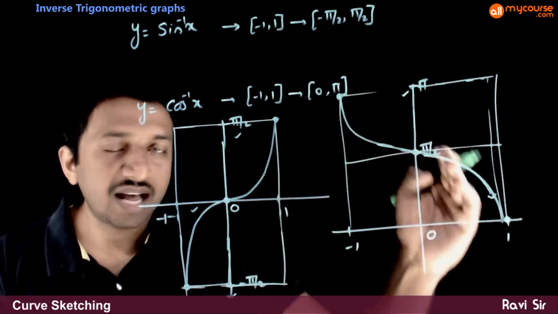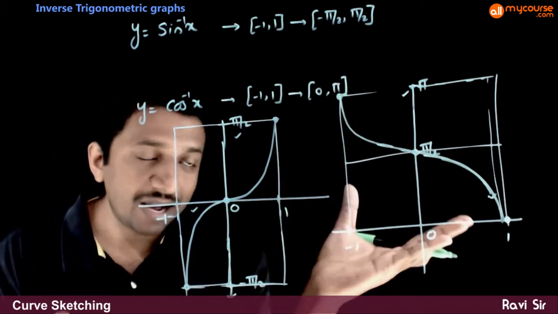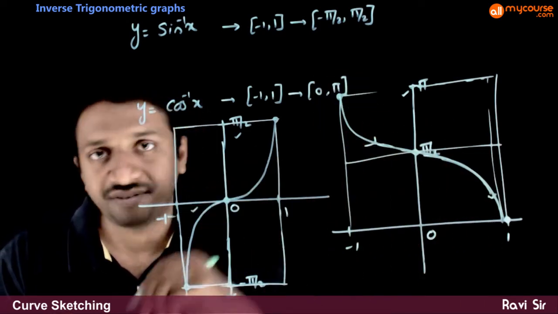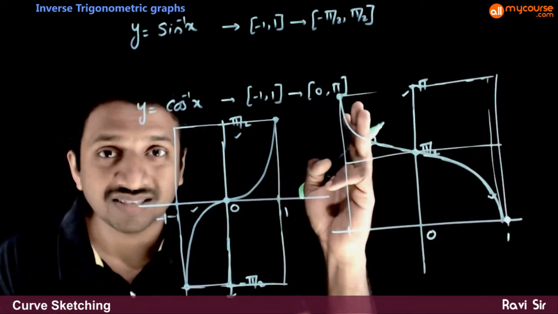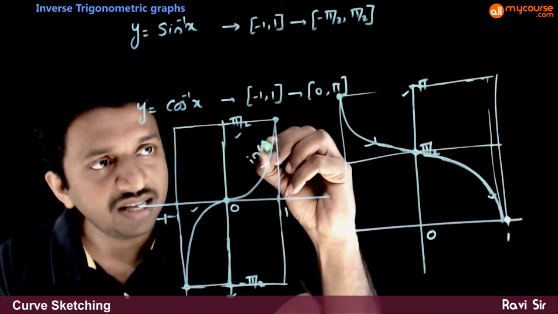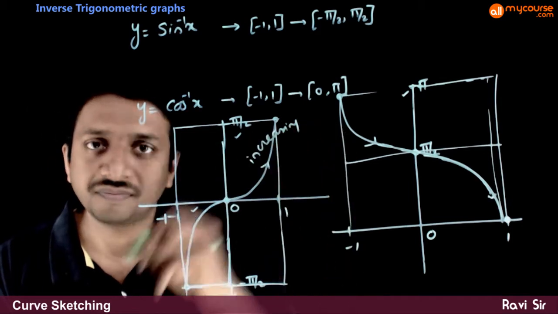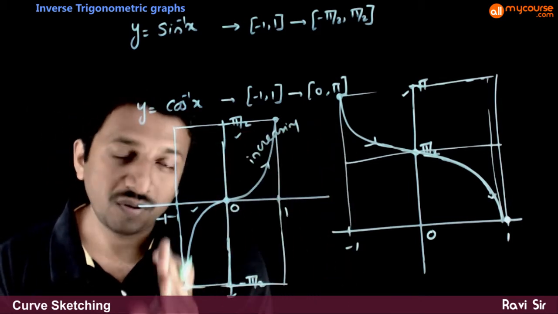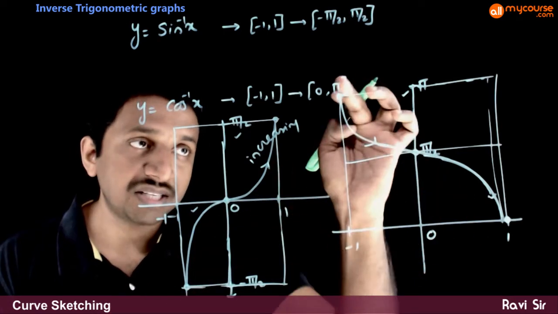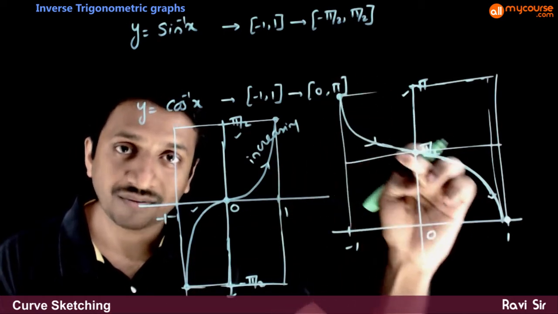So the cos inverse x graph lies completely above the x-axis and it is a decreasing graph, you see. Cos inverse x is a decreasing function and sine inverse x is an increasing function. So you just have to go up as you go right for sine inverse x. You just have to go down as you go right for cos inverse x.